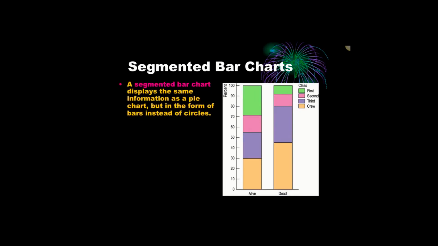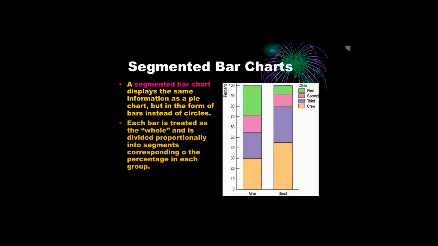Another way to display conditional distribution is with a segmented bar chart. A segmented bar chart is the same thing as a pie chart, but it uses bars instead of circles. Each bar is treated as a whole, meaning that it has to go up to 100%. So anytime you make a segmented bar graph, your scale is going to end at 100%. Not before, not after. It does not matter if you count by tens or fives or twos, as long as you are consistent and that it is shown. Each segment of the bar corresponds to the percentage in each group.